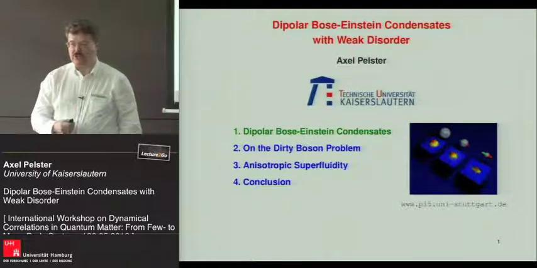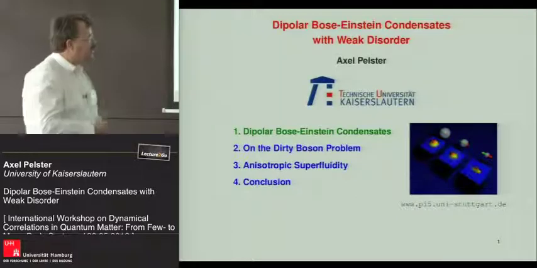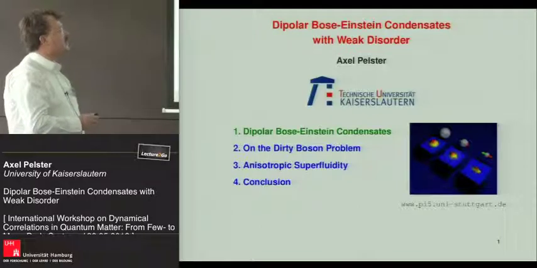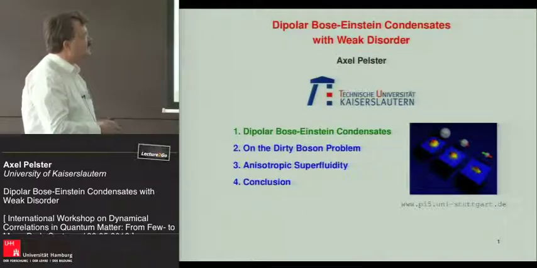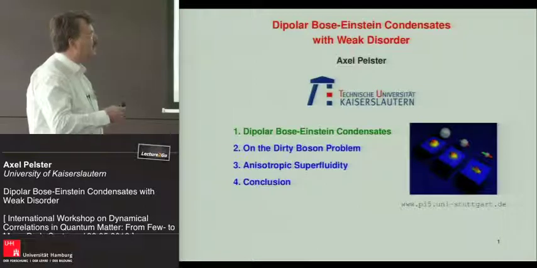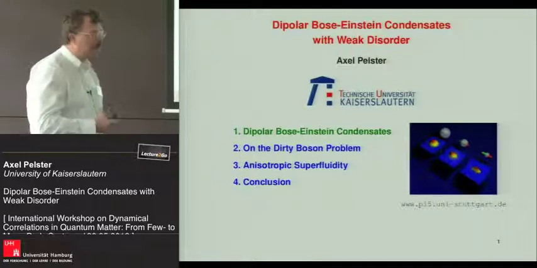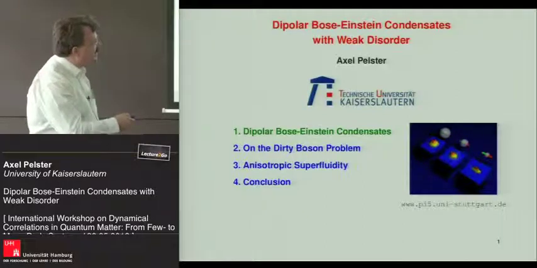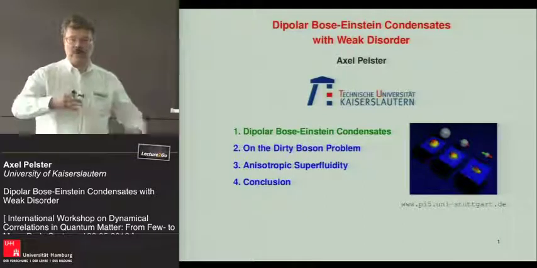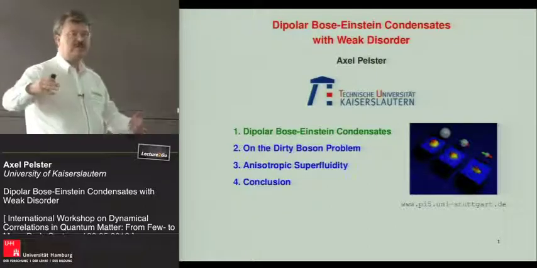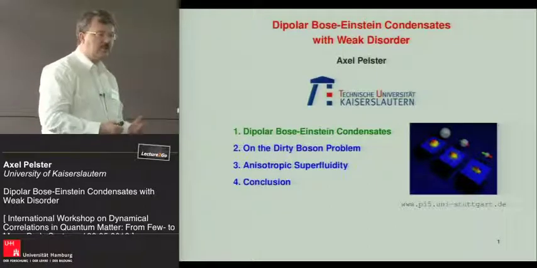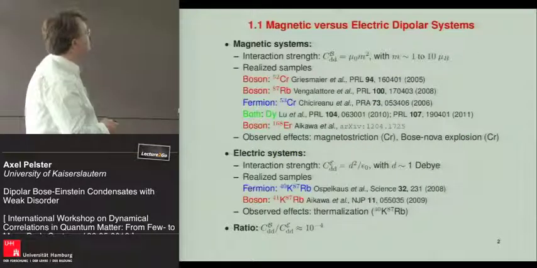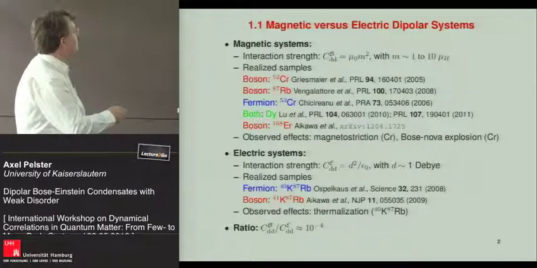minimize the total energy. And I would like to add to this mean field Gross-Pitaevskii picture an analysis which asks how this picture is modified by taking into account additional quantum fluctuations. And it will turn out that this tendency to become elongated along the dipolar direction is diminished by taking into account quantum fluctuations. Let me first of all introduce the systems one is dealing with.